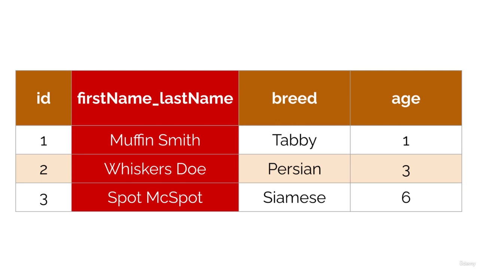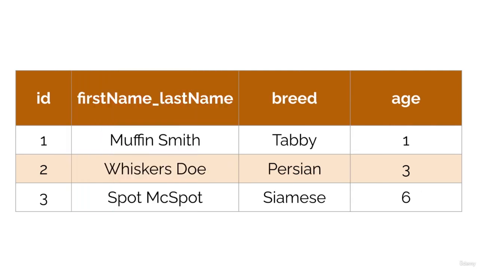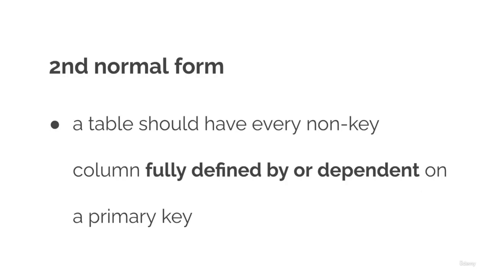Although you might intuitively think that a name is one column, you have to be careful. It's best practice to instead split a name into first name and last name. So here, this table does follow the first normal form, whereas our previous table did not. Let's take a look at the second normal form, which goes, a table should have every non-key column fully defined by or dependent on a primary key.